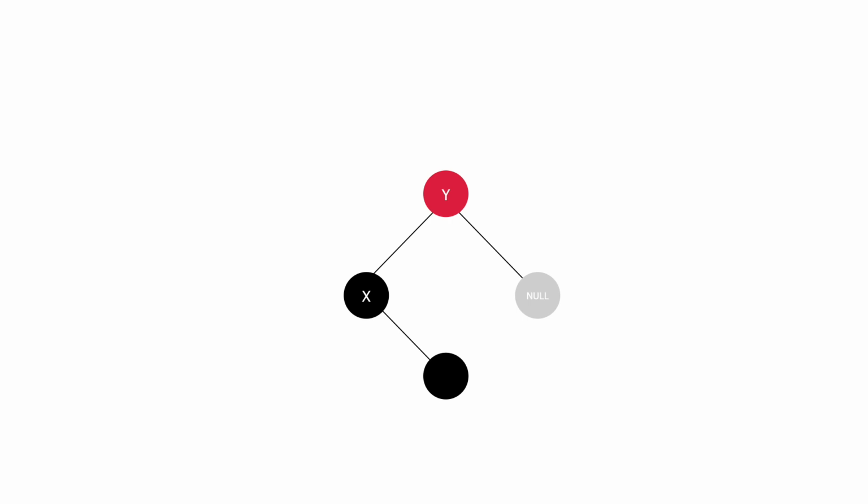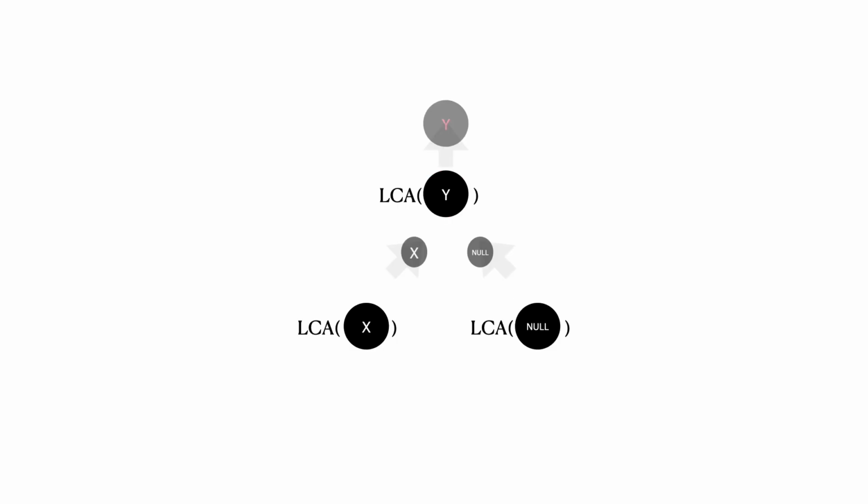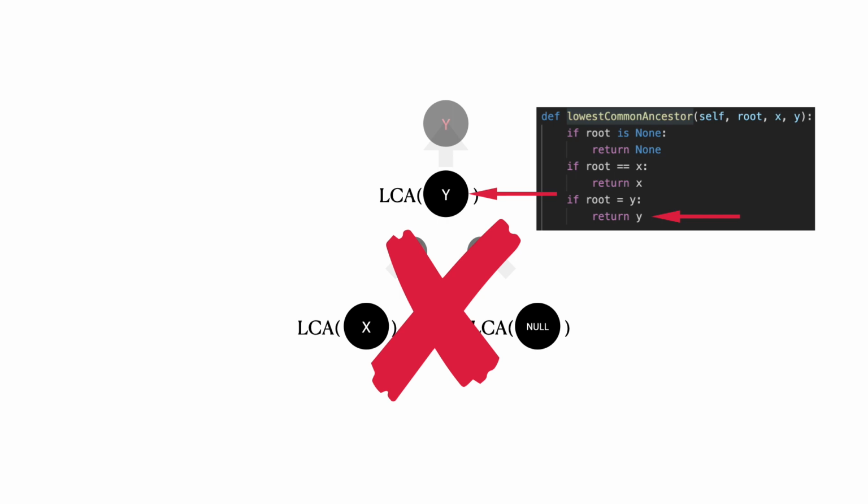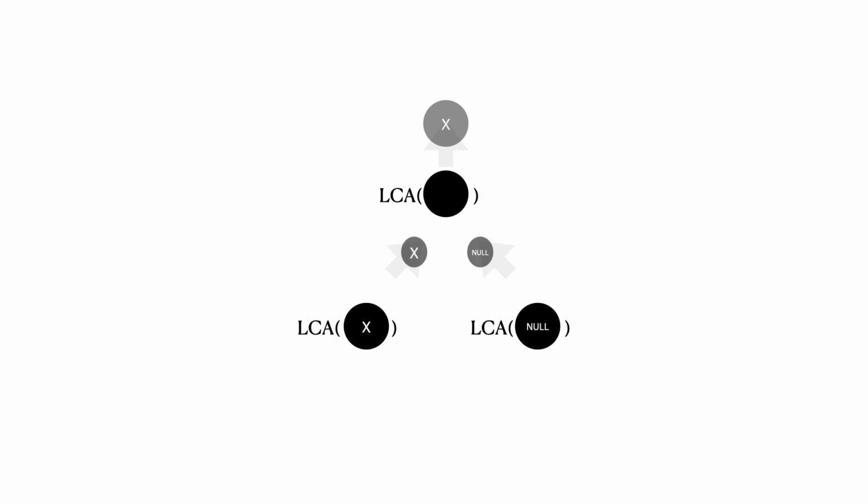Y is the LCA of this tree. Therefore, you might think that Y could be returned like this. However, if the Y node is returned, it doesn't move down to the left and right. As a result, X should be returned for this case. What about this one? If both are null, null should be returned.